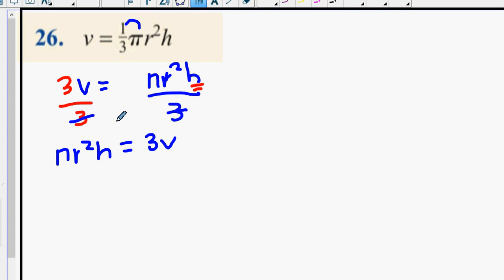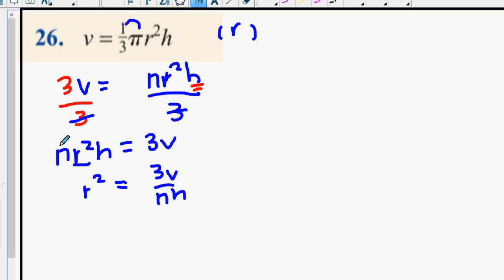Now, h wants to be on its own. So what do we do? The pi r squared, the pi and the r squared, they're two best mates. They're going to go where? Under 3v, and you're sorted. Out of interest, if I change this question to where you want the r on its own, how would you do that? What you do there is get rid of the pi and the h first, and then what does that leave? r squared equals 3v over pi h.